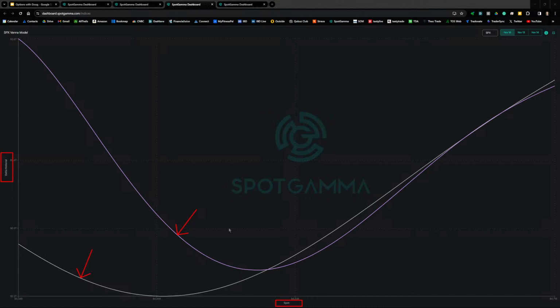And that change in delta with a change in implied volatility is the Vanna effect. Vanna is a second order Greek. So the purple curve is the one that we want to take a look at. So let's take a look at some prices now. First of all, SPX trading right around 44.96.